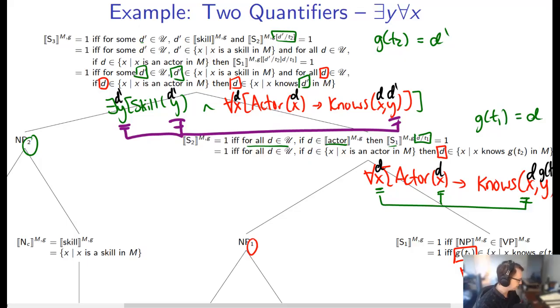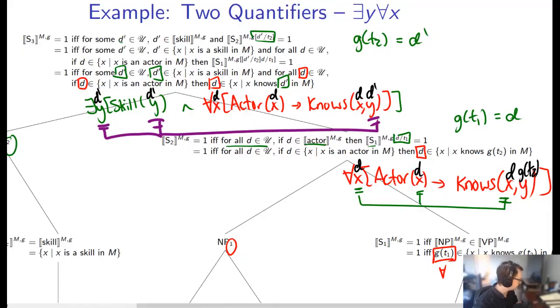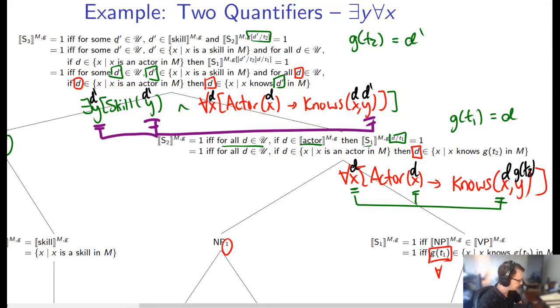So the Y's are like D primes here. So there's the D prime such that D prime is a skill. And for all D, if D is an actor, then D knows D prime. So the actors know the skills. So it's just another convoluted way of writing out our predicate logic translation. At least that's usually how I think about the end result.